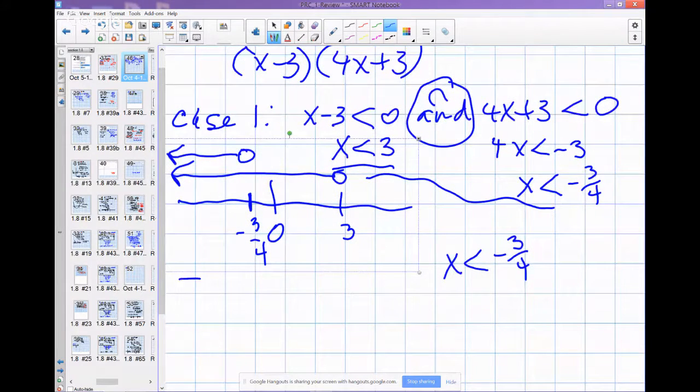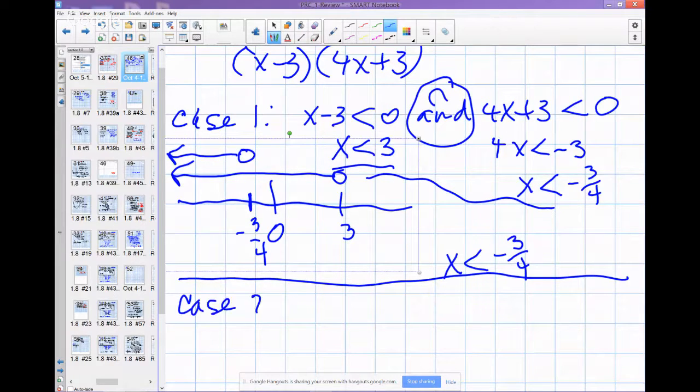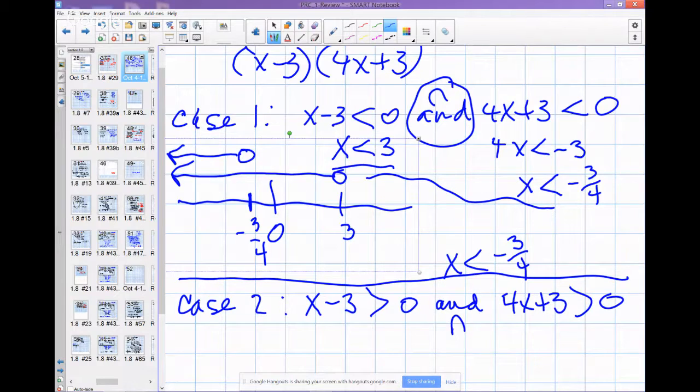Let me draw a line. You see how complex this gets. Case two, they're both positive. X minus 3 is greater than 0, and 4x plus 3 is greater than 0. This comes down to x is greater than 3, and this comes down to 4x is greater than negative 3, x is greater than negative 3/4.